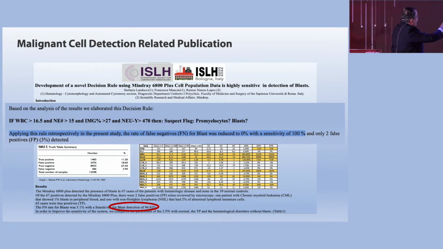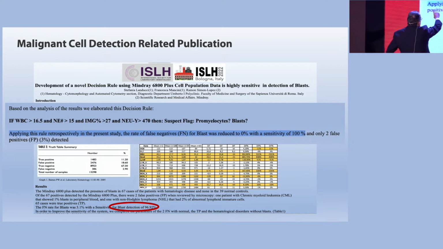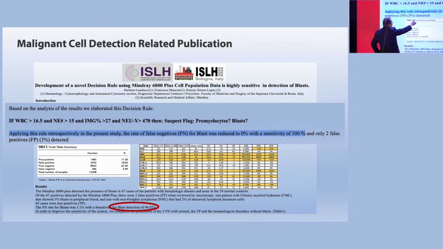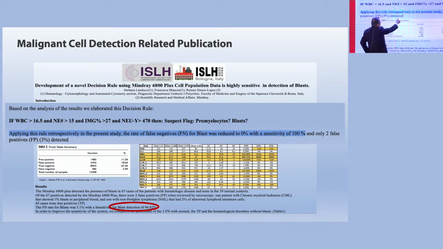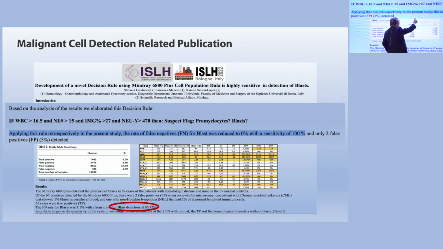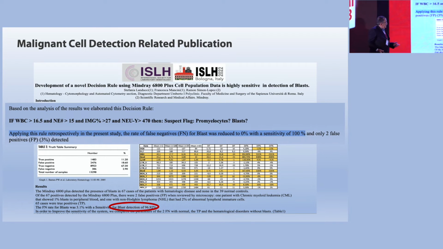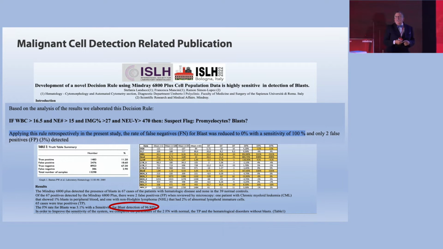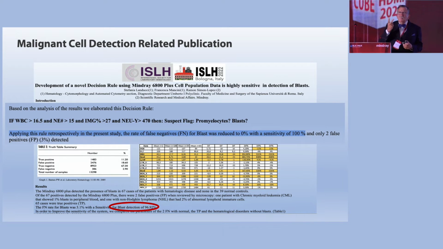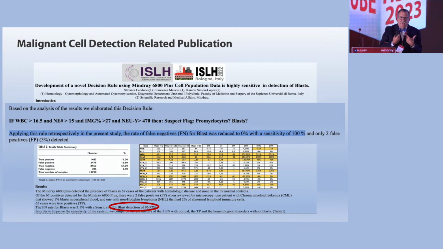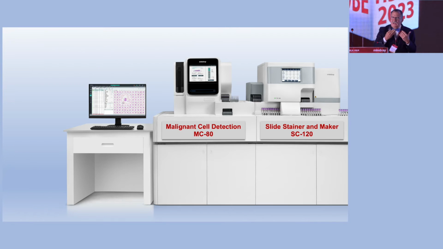But we were using the cell population data and the CBC parameters. If leukocytes more than 16,000, neutrophils more than 15,000, hematogram more than 27, and neutrophil fluorescence more than 470, suspect promyelocytes or blasts. And with that, the sensitivity became 100% with only 2 more false positives. For this reason, cell population data can be used to tailor our sensitivity for any disease.